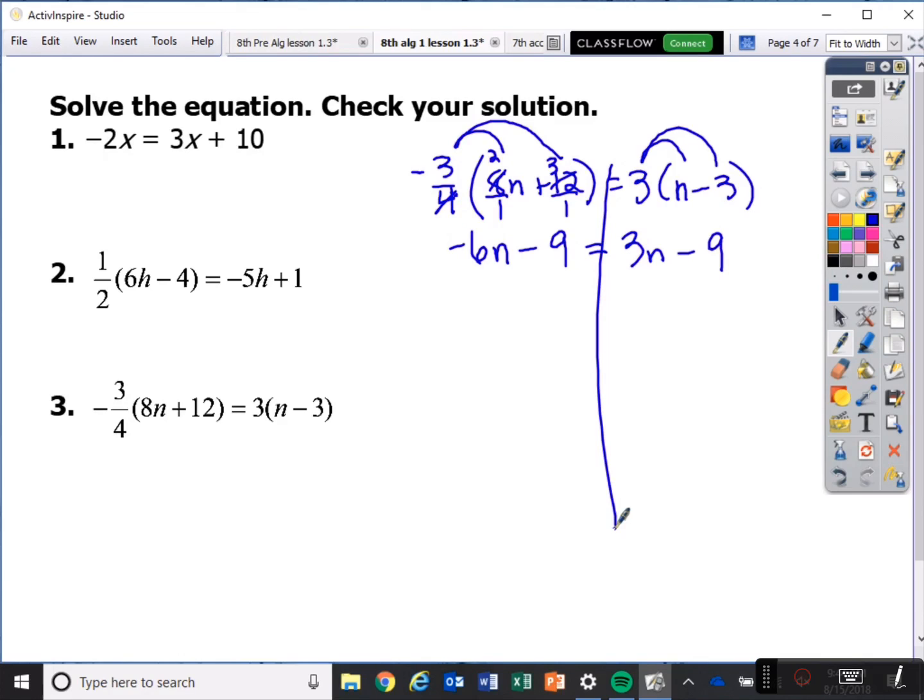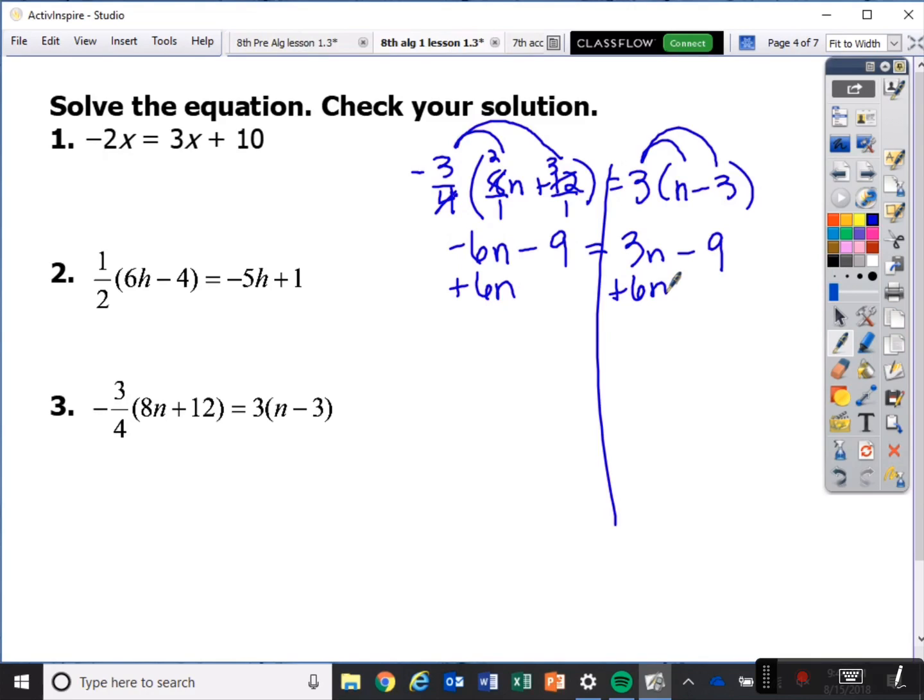Say -6n, the smaller one, which is negative 6n. I'm proud of myself for figuring that out. How do I get rid of the -6n, Ben? Plus it. Oh, sorry, plus 6n. Thanks, Ben. You're welcome. Okay, you following so far, Ben?